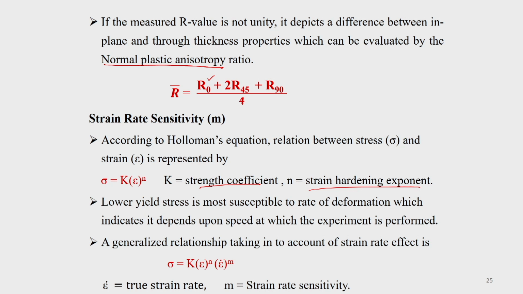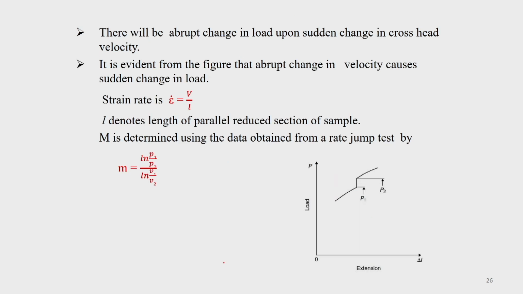So, we can write a generalized relationship taking into account the strain rate effect in this form: sigma is equal to K into epsilon raised to n into epsilon dot raised to m, where epsilon dot is the true strain rate and m is the strain rate sensitivity of the material. That way you can find out this flow stress. Now, there will be an abrupt change in the load upon sudden change in cross-head velocity. It is evident from the figure that the abrupt change in velocity causes a sudden change in the load, but this we cannot help.